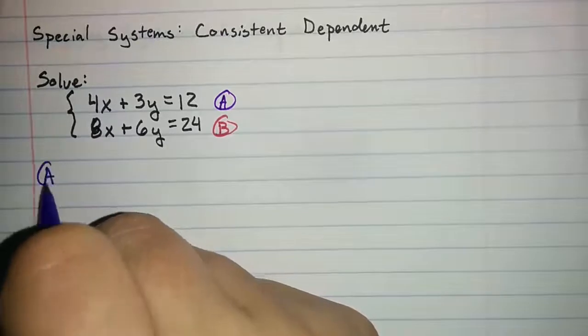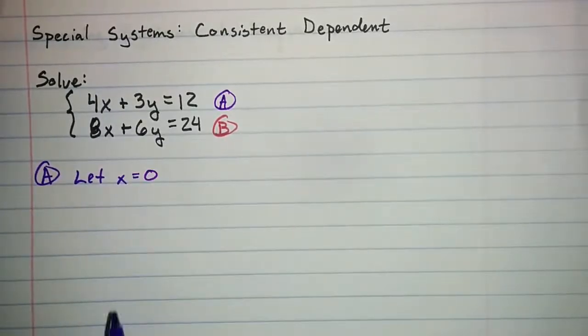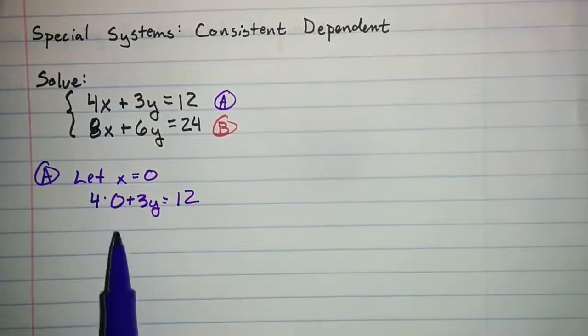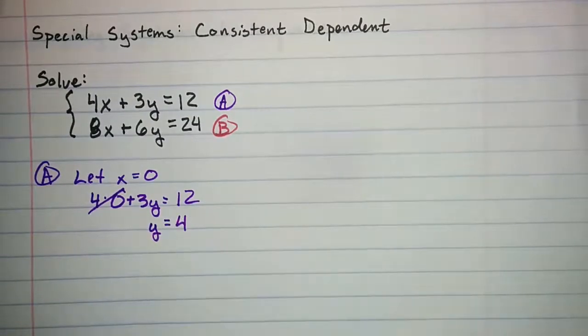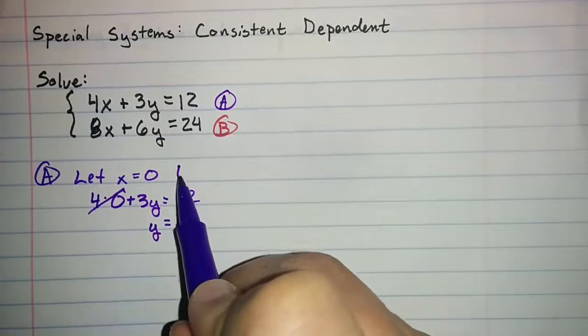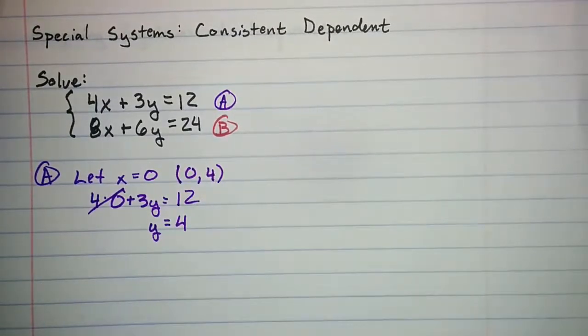For A, first I'm going to let x be 0. 4 times 0, that's just 0. 3y equals 12. Divide both sides by 3 and we get y equals 4. So this will be the point 0, comma 4.